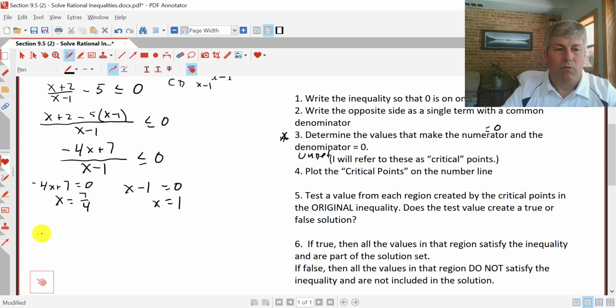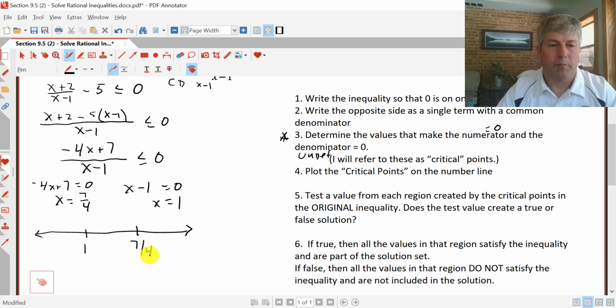So we'll go ahead and put our number line out here. Our critical points are 1 and 7/4, or 1 and 3/4. I have these written in the right place. And so now we have three different regions. We have all the numbers to the left of 1, or less than 1. We have numbers between 1 and 7/4. And we have numbers greater than 7/4.